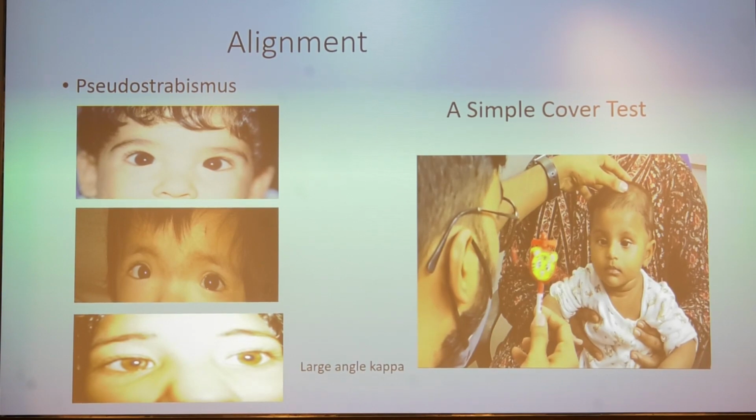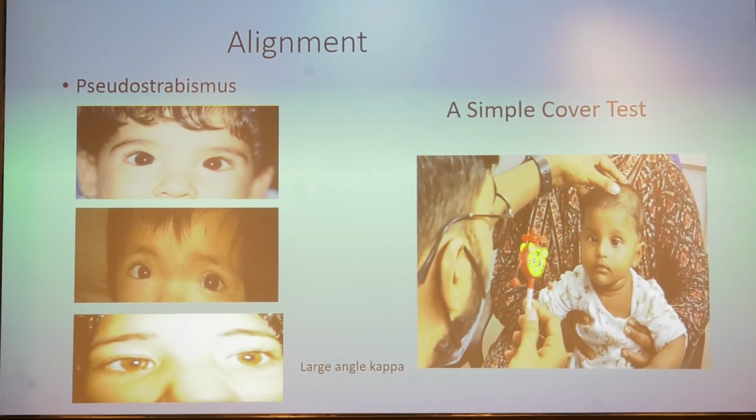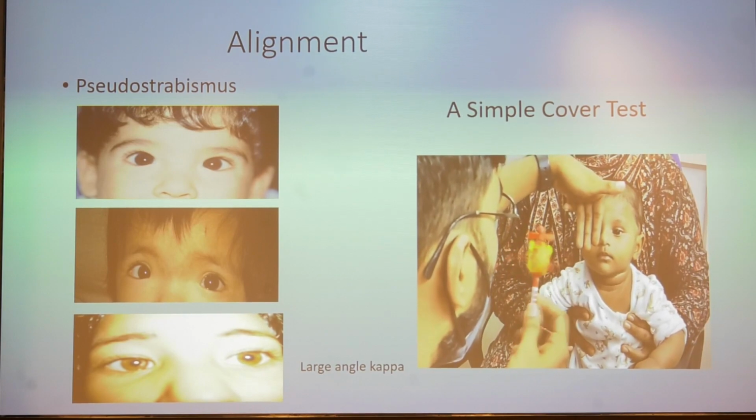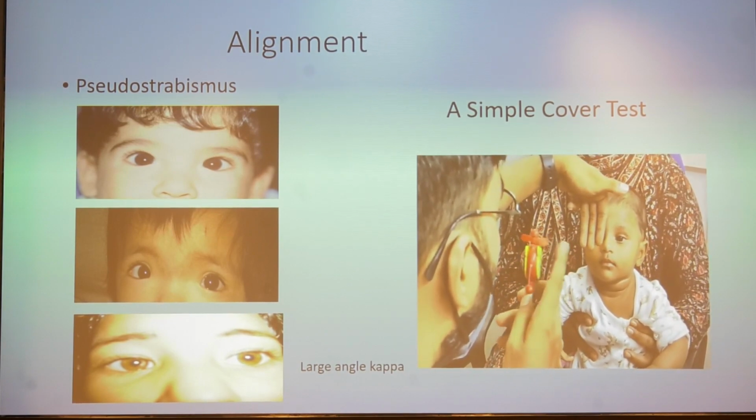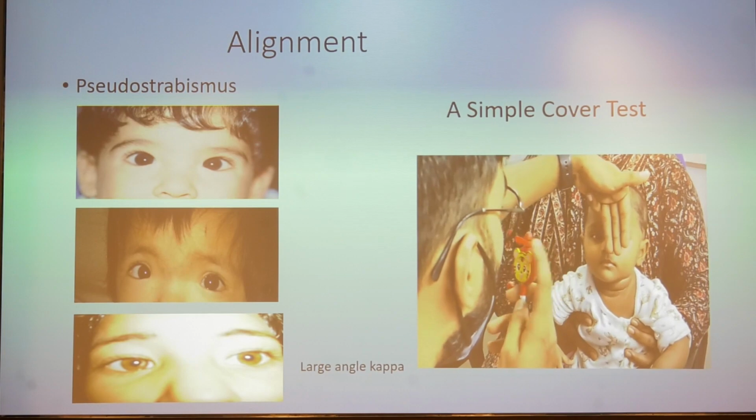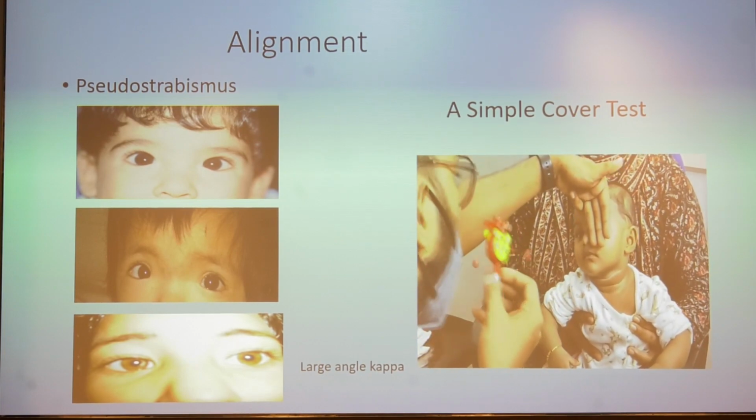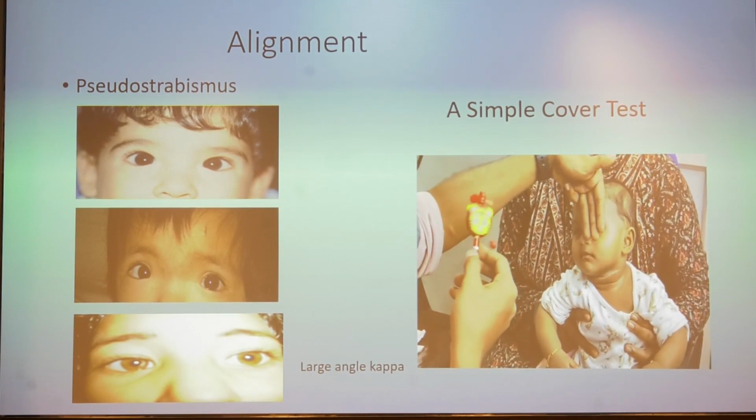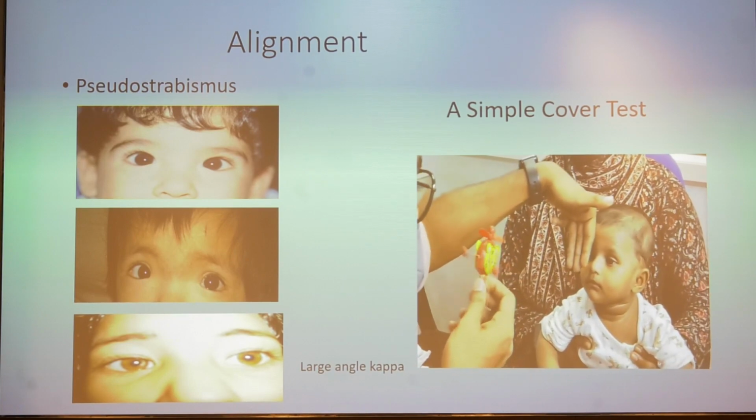And alignment: pseudostrabismus can be very common, parents may come with suspected squinting. And a simple cover test, as you see here, the child is looking with his left eye. And when covering the left eye, he is trying to look with the right eye, and we see whether there is equal fixation.